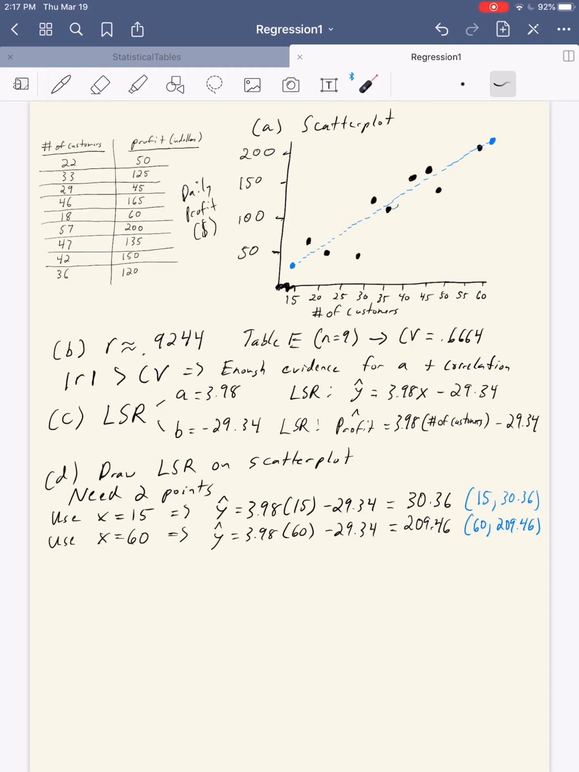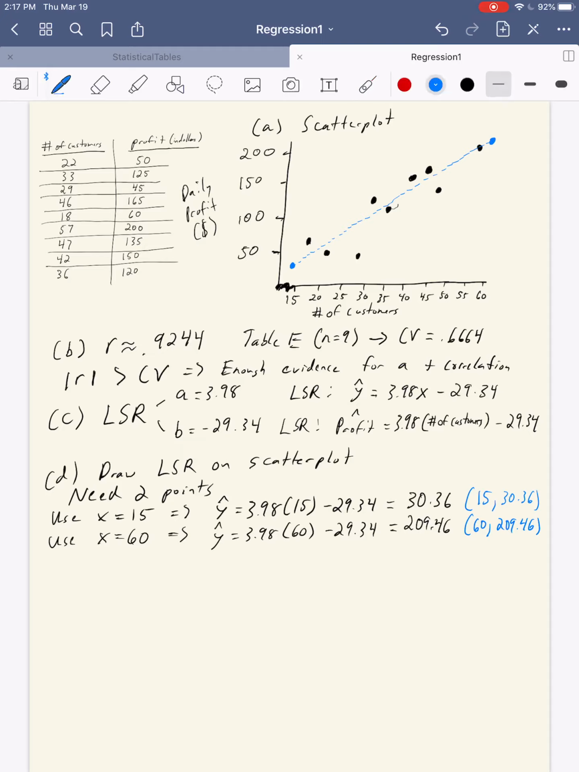All right, now, of course, if you wanted to, you could choose different x values to plug in. You could have plugged in like 20 and gotten there, and maybe 55 and gotten there, and then drawn the same line connecting it. It doesn't matter what two x values you choose, you just need to pick two that are going to make it easy to draw it on the scatter plot.